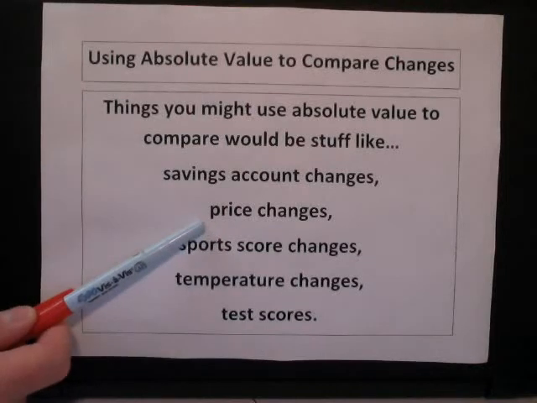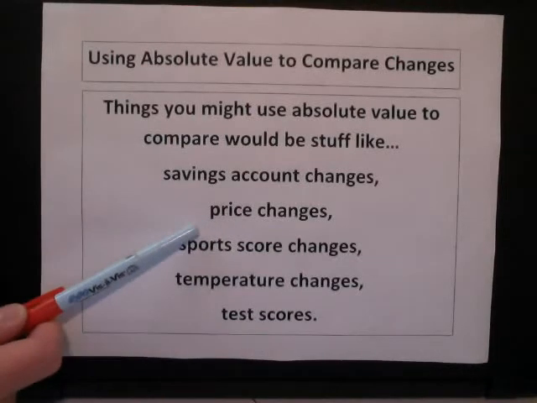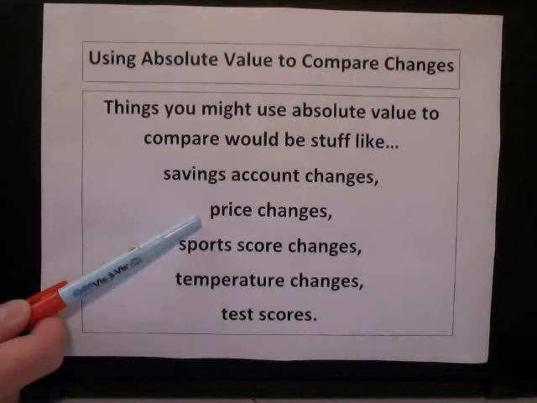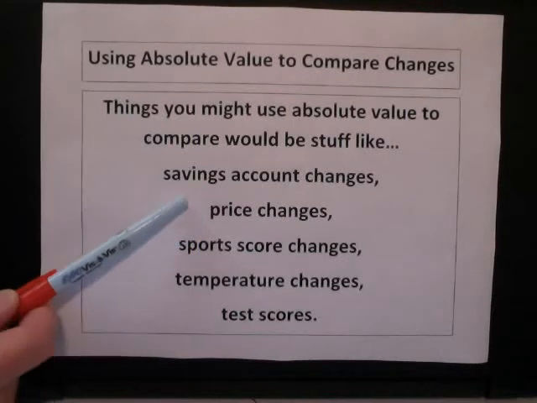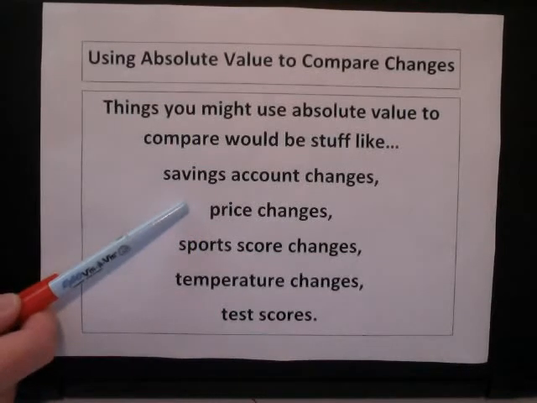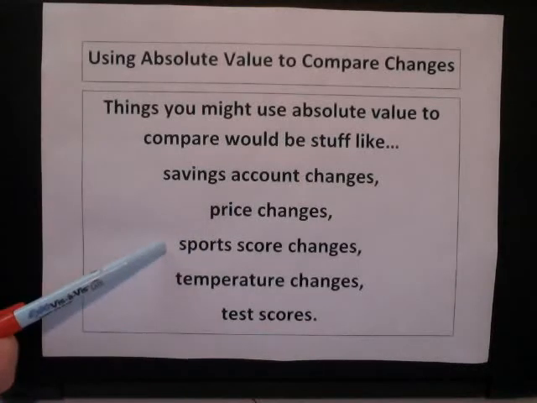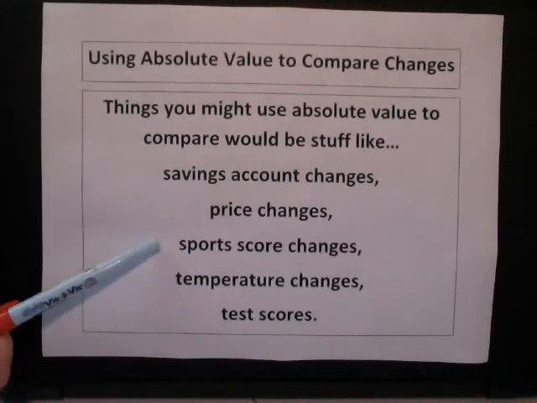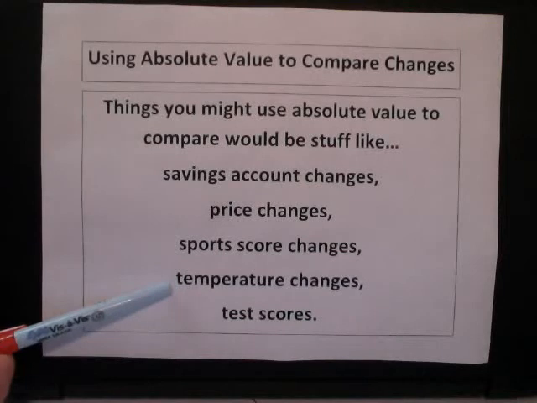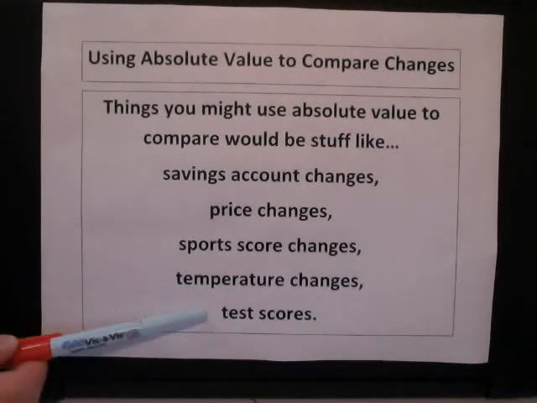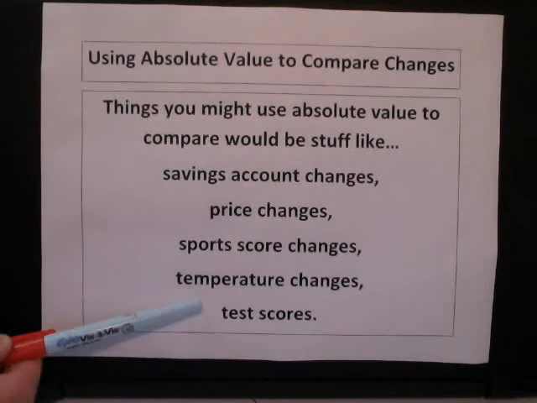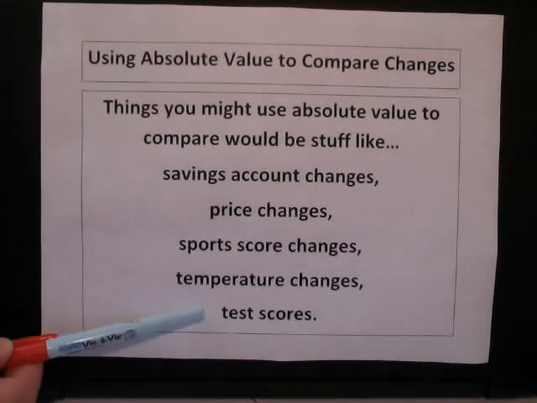Price changes. Sometimes changes will go up and down. Gas prices are a good example of that. They can be measured in positive and negative growth, but absolute value is how you would determine the change. Sports score changes over seasons, from this season to that season. Temperature changes from day to day, month to month, season to season. Test scores are a good one, especially when you think about PSSA and standardized testing.